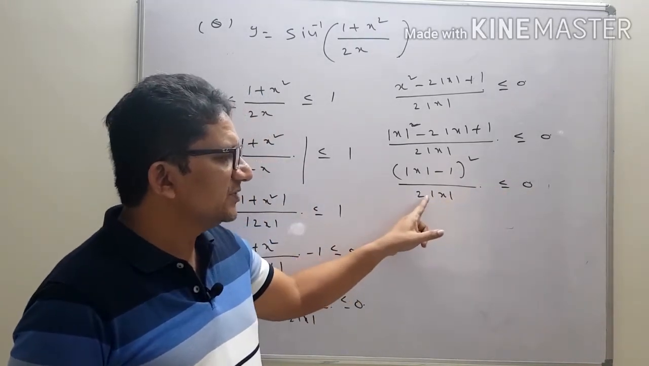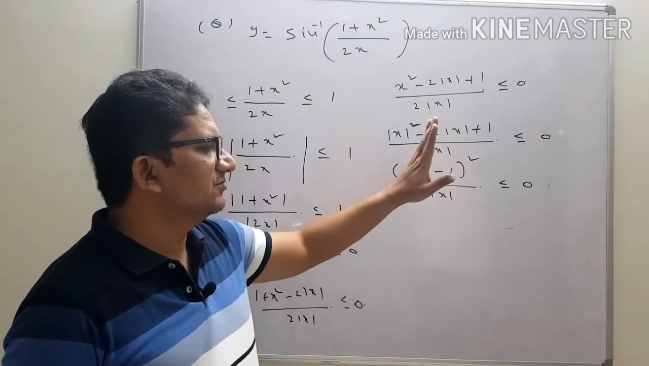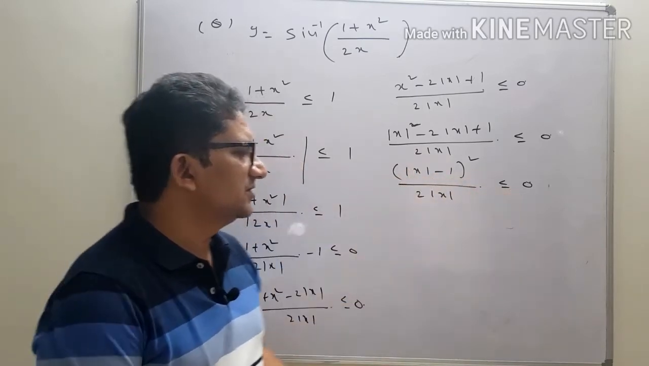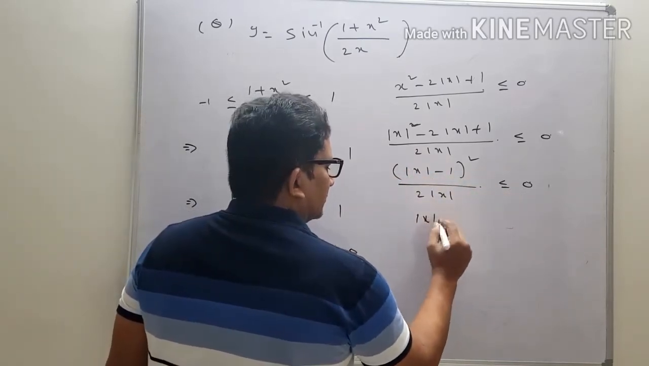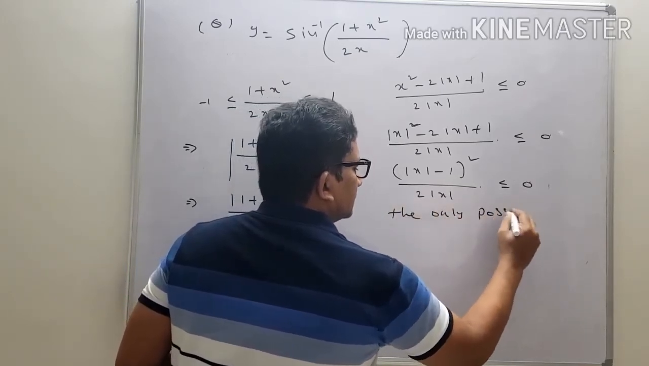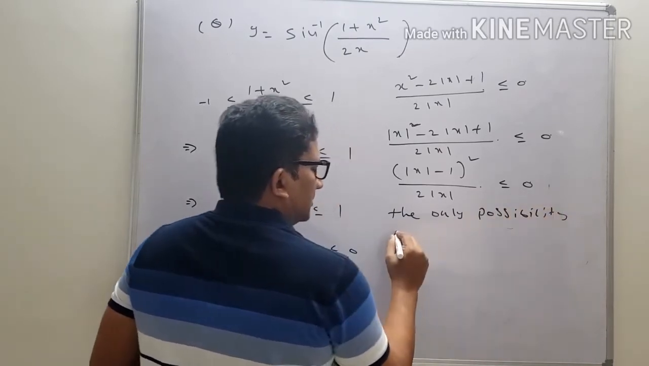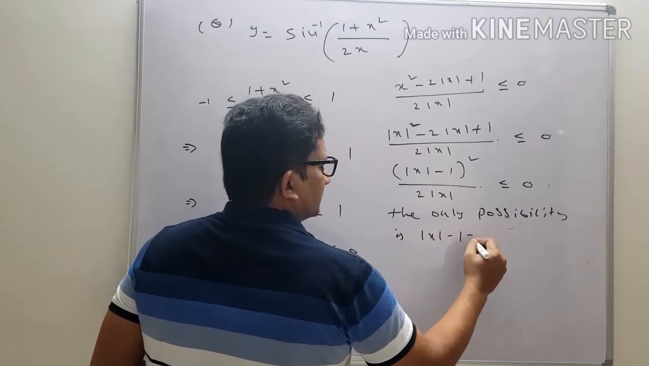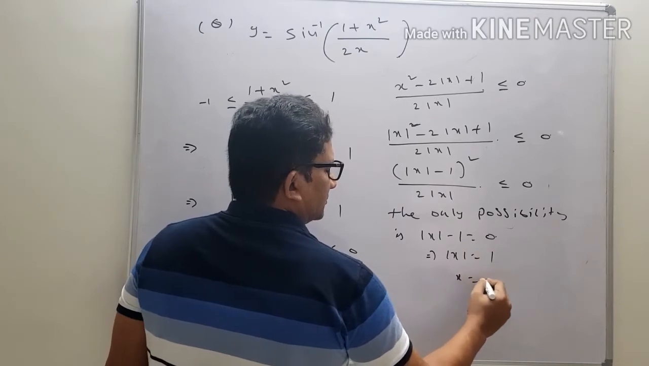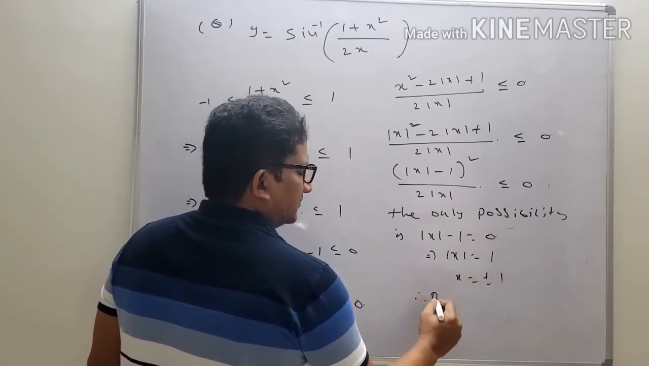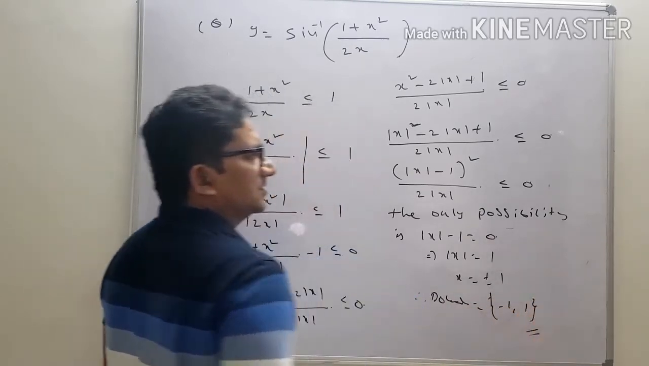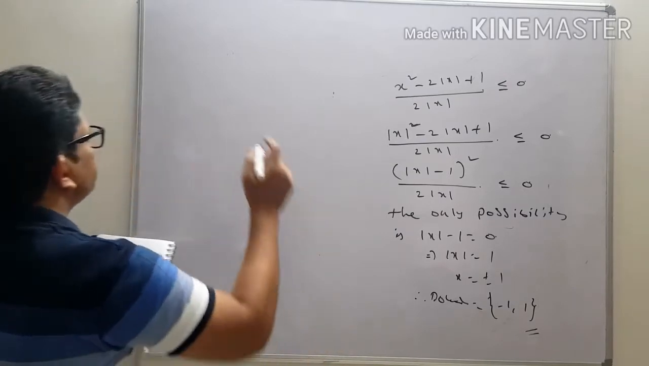Students, the quantity modulus of x minus 1 whole square by 2 modulus of x cannot be less than 0, since the square and the modulus are always positive and 2 is always positive. The only possibility is to equate it to 0. So the only possibility is modulus of x minus 1 equals 0. That implies modulus of x equals 1, so x equals plus or minus 1. Therefore, the domain of the given question is only two values. That is your solution.